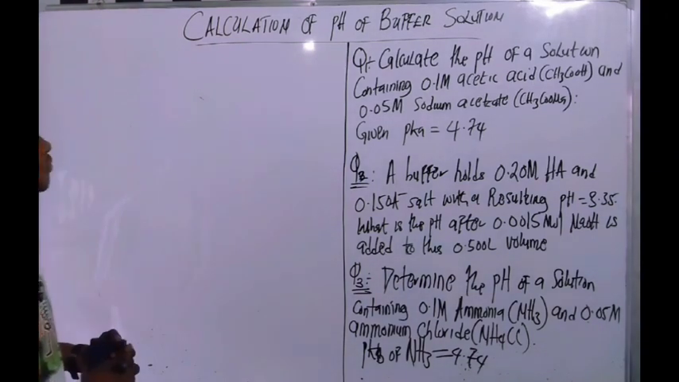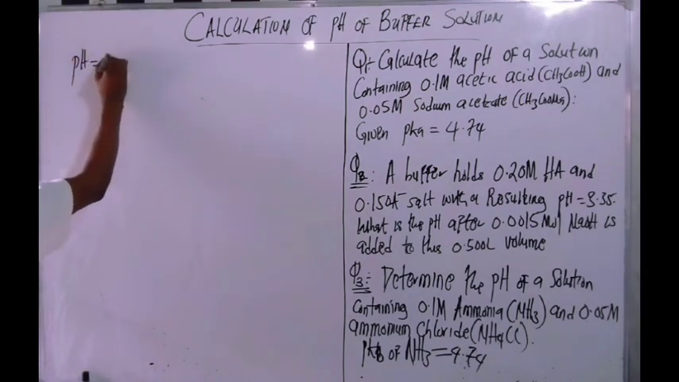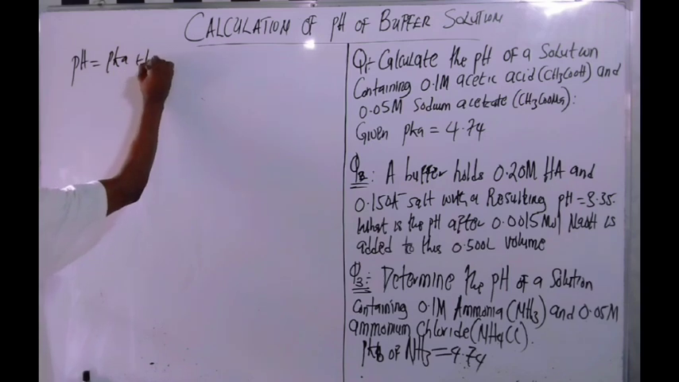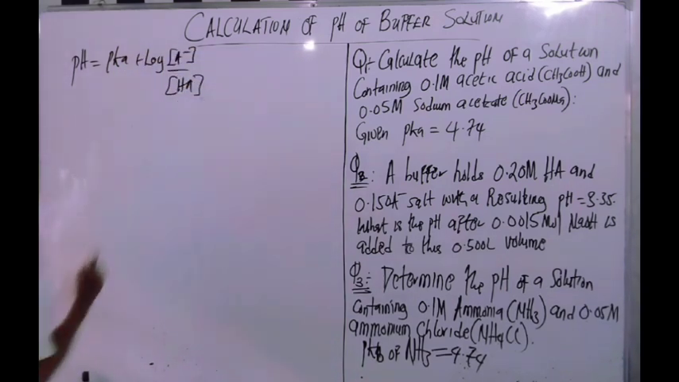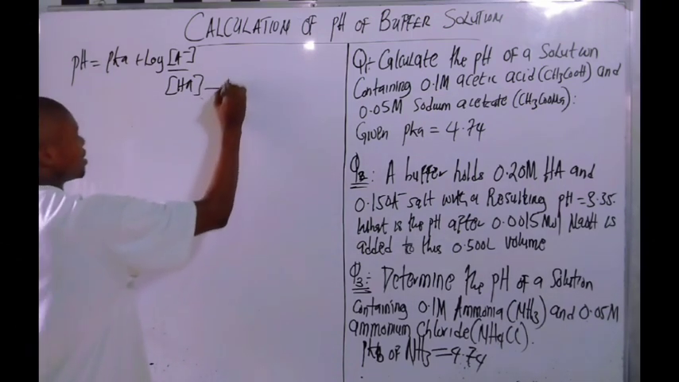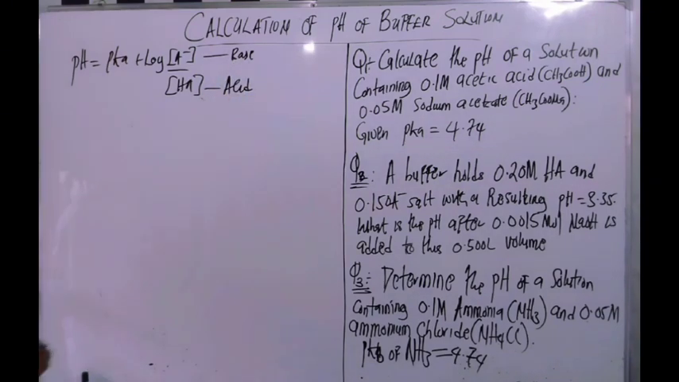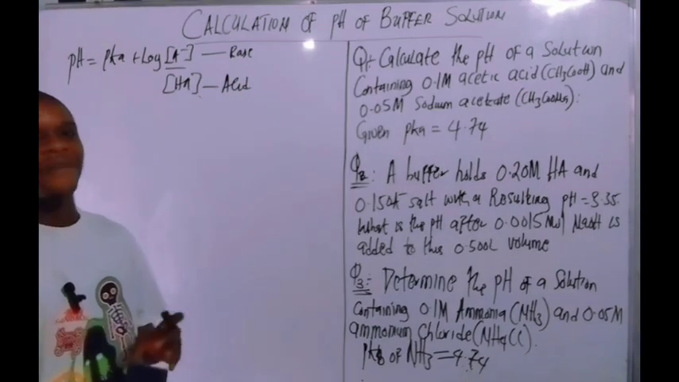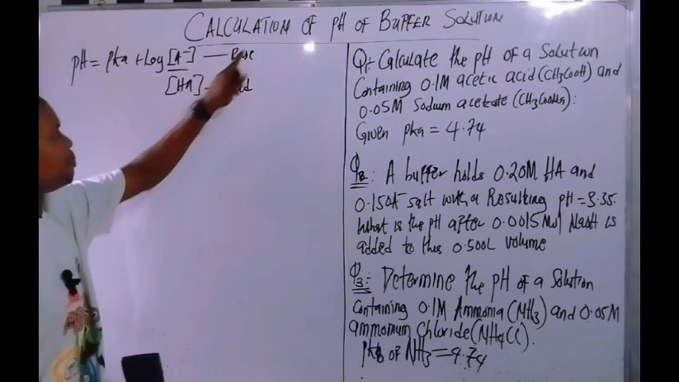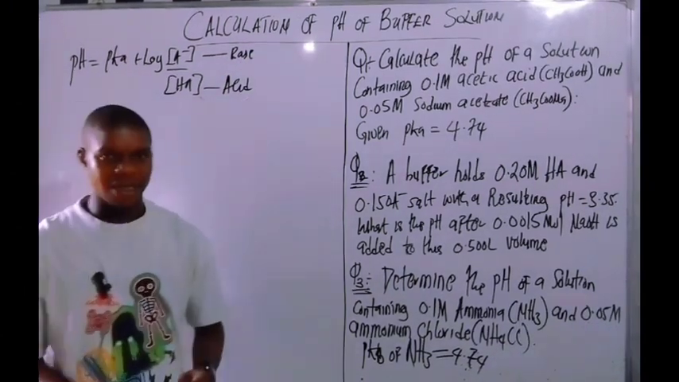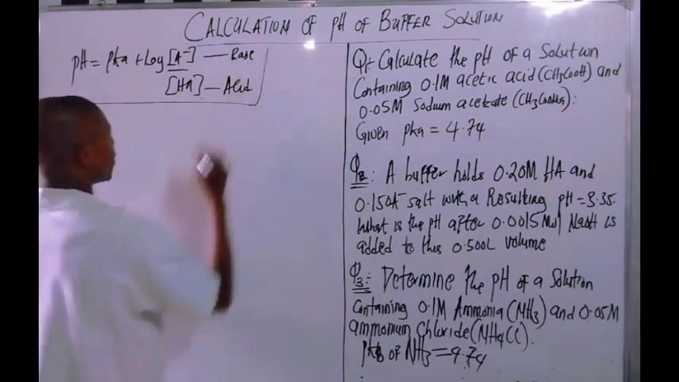So let's look at the formula again. The formula for calculating pH: pH equals pKa plus log A minus over HA. Where HA is the acid, and A minus is the base, the conjugate base. No matter if the buffer solution is an acidic buffer or a basic buffer, always understand that the base must be here and the acid must be here. So this is what we want to use in our calculation.